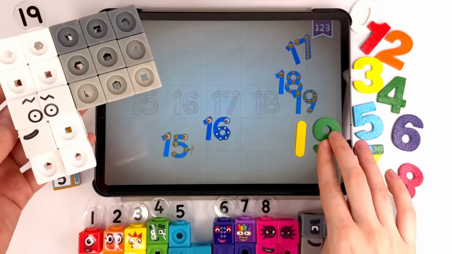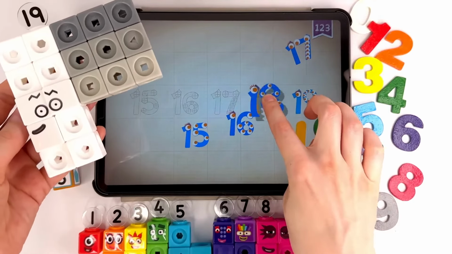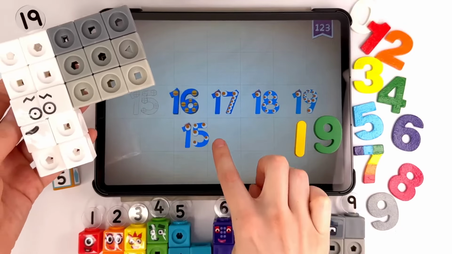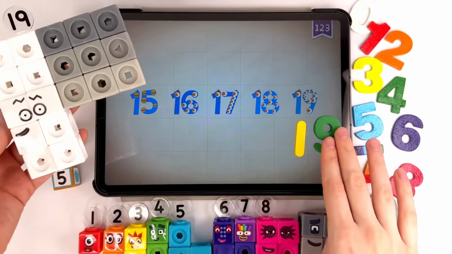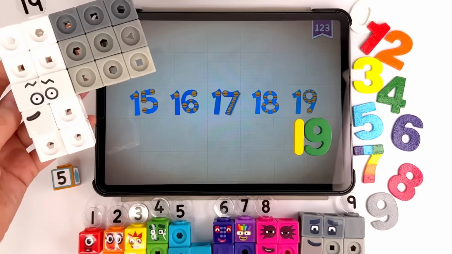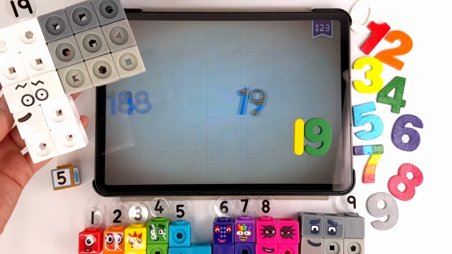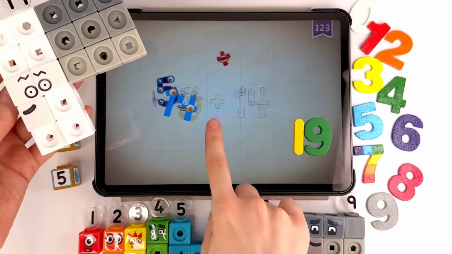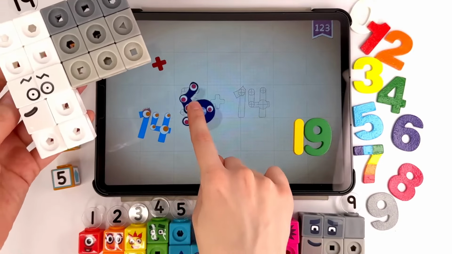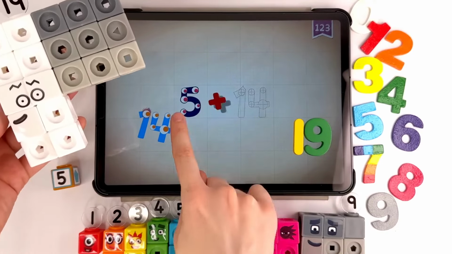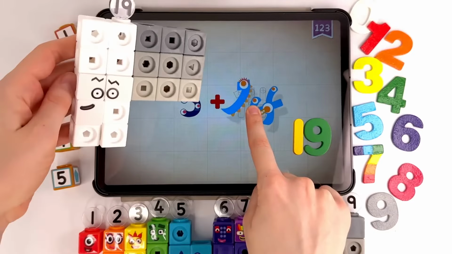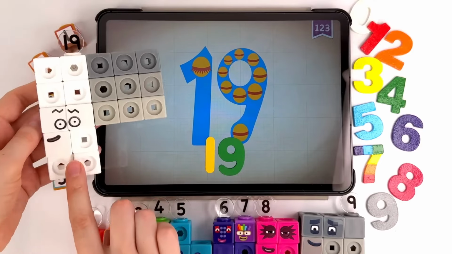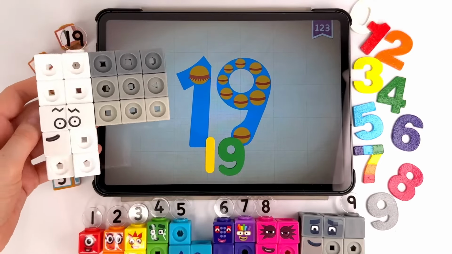19. 18. 17. 16. 15. 15, 16, 17, 18, 19. 5 plus 14 equals 19. Touch the monster's eyes to wake it up.